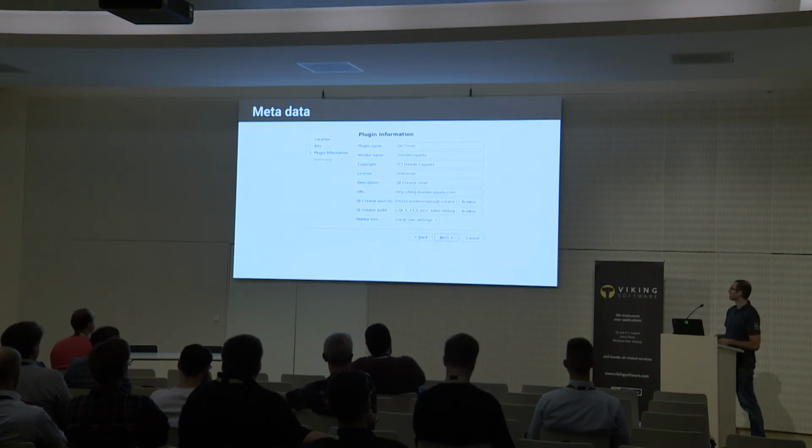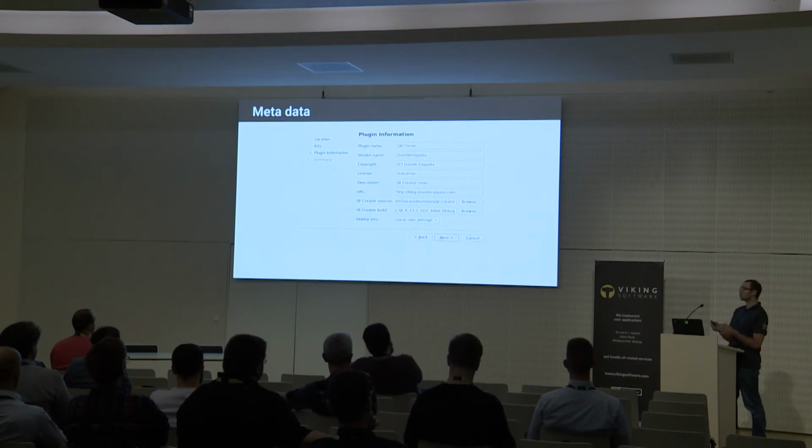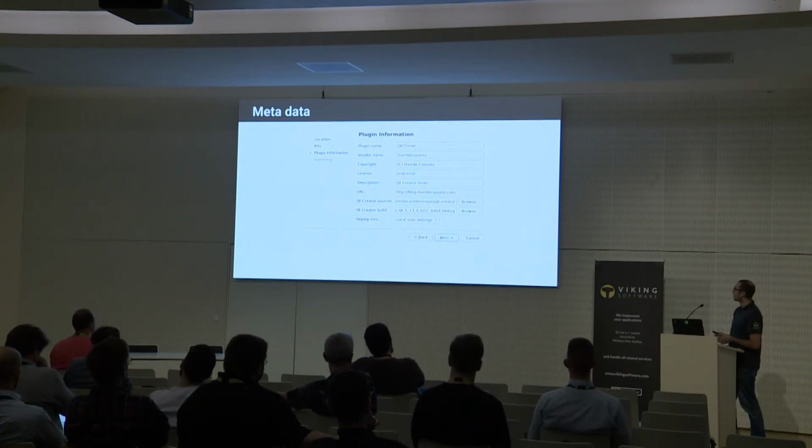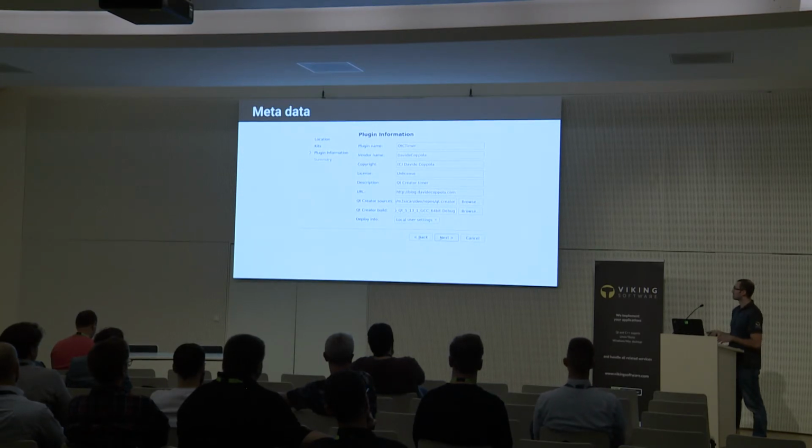And probably the only important part is the plugin information. On this page, you enter some data which are going to be part of your plugin, like for example the name of the developer, the vendor name, copyright, license, description. This is all the information you will find in the About section in Qt Creator. And two important things are the location where you will find the source code of Qt Creator, and the location where you will find the build of Qt Creator.